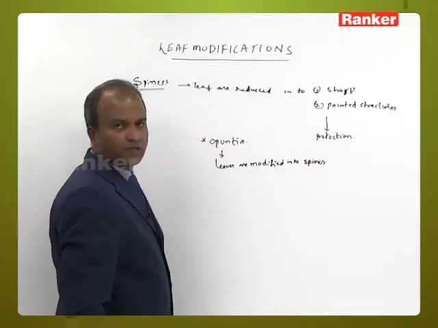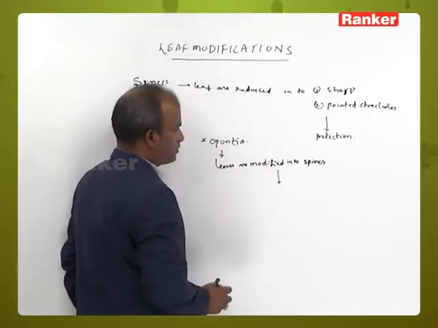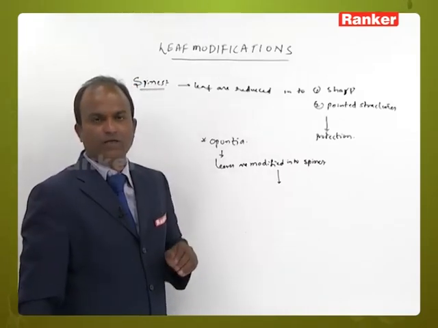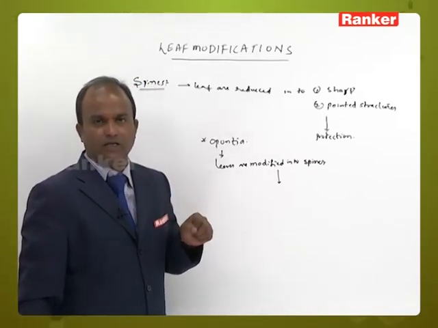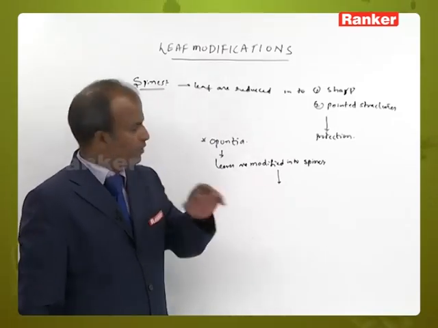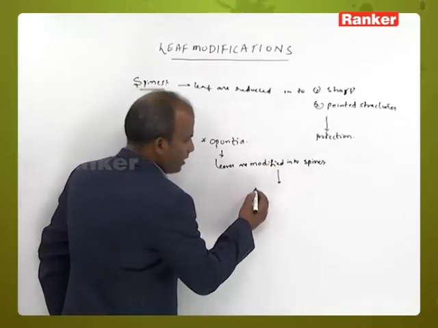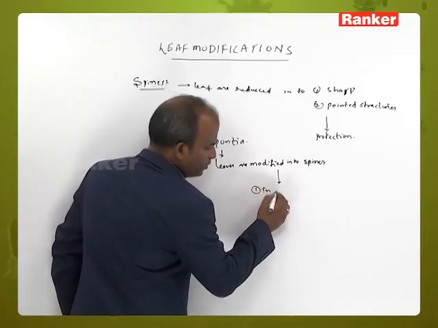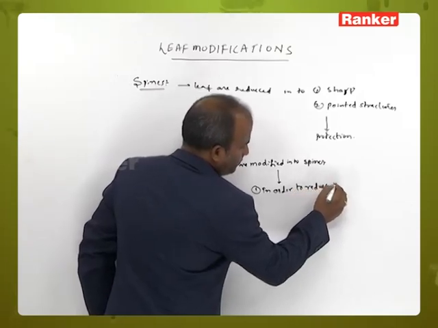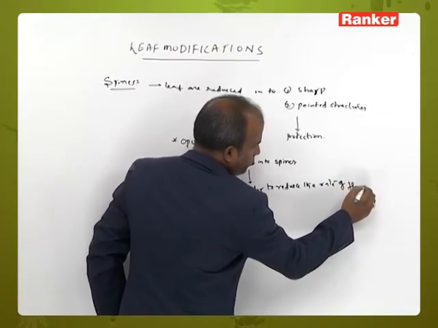In Opuntia, leaves are modified into spines. Why? As Opuntia belongs to the xerophytic members, where water availability is less, in order to reduce the rate of transpiration, the leaves are reduced into spines. What is the primary function? In order to reduce the rate of transpiration.